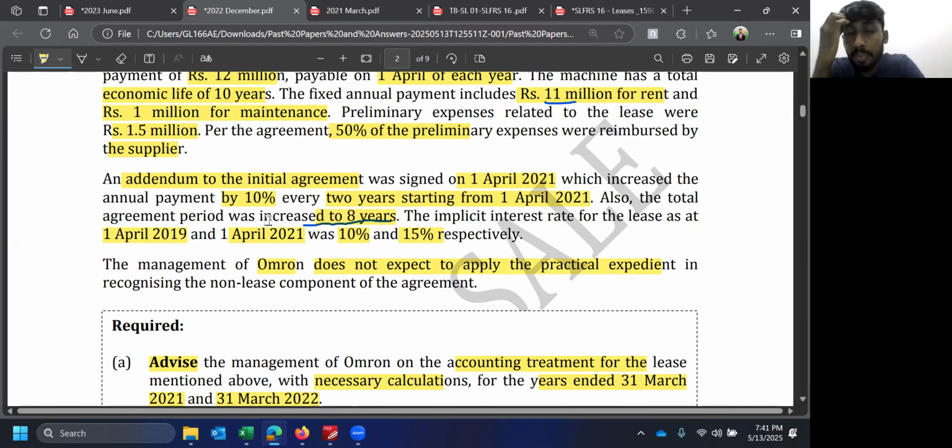If the management is not applying the practical expedient, tell me how we need to treat the non-lease component, which is the maintenance cost. Do we need to consider it for the lease liability computation, or else we need to charge it to the P&L? What do you think? If the practical expedient is not applied, non-lease component to P&L. Exactly, we need to charge the non-lease component into P&L.